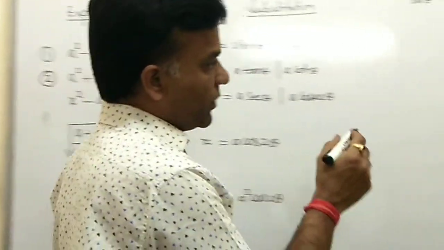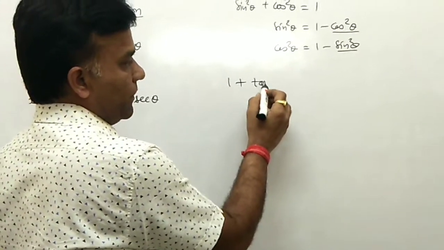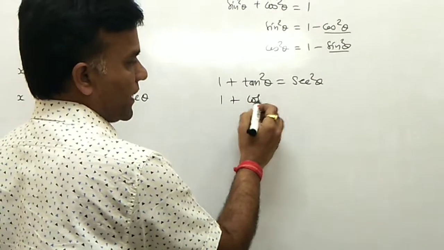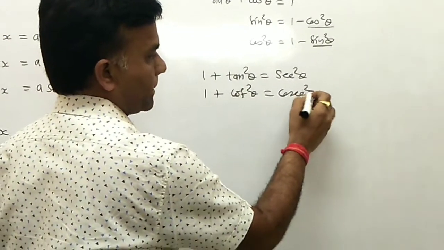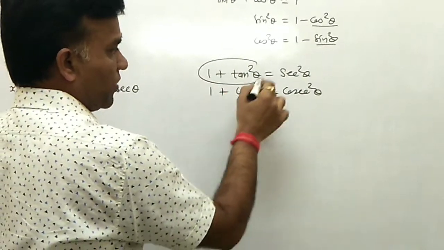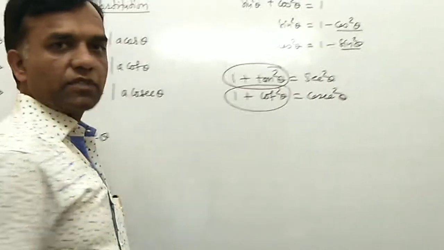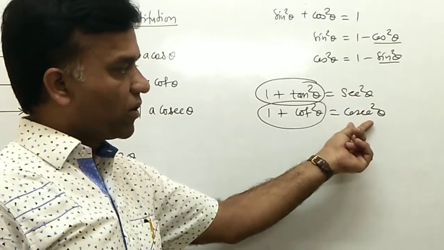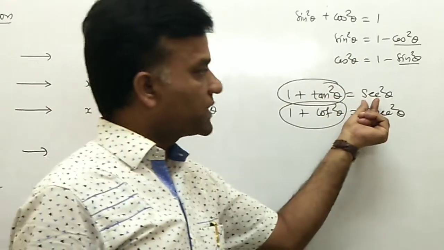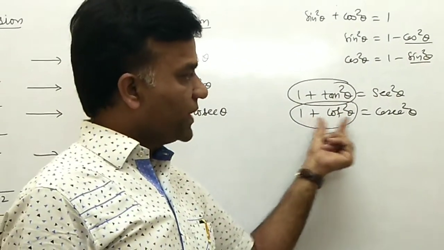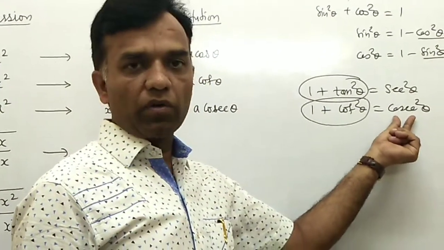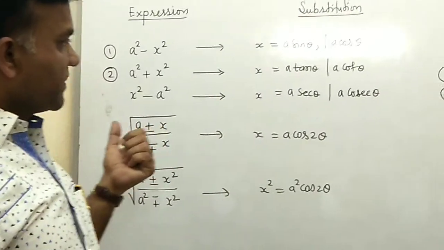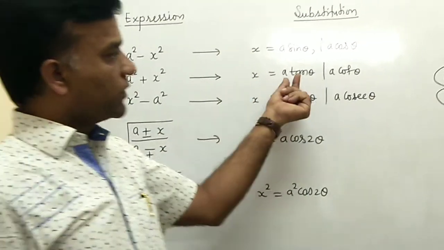Similarly, now we have a square plus x square. We know that 1 plus tan square theta is sec square theta, and similarly 1 plus cot square theta is cosec square theta. So there are two trigonometrical identities, 1 plus tan square and 1 plus cot square, and both give sec and cosec, because the two terms are converted into a single term, sec square or cosec square. So the binomial terms are converted into a monomial, and then you simplify your function. Put x equal to a tan theta or a cot theta.